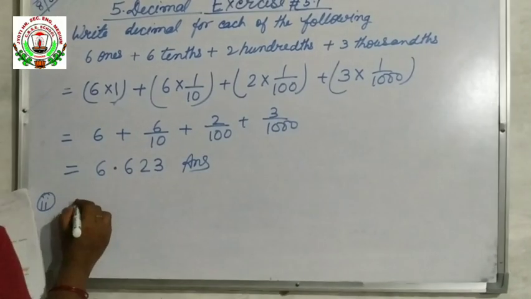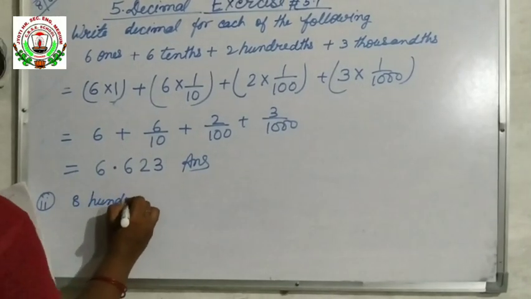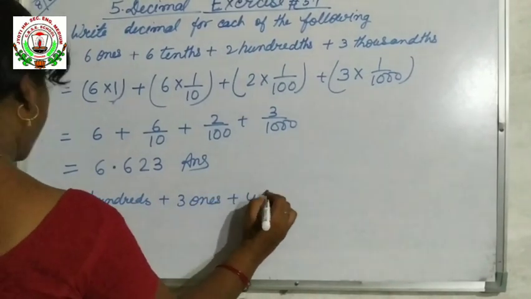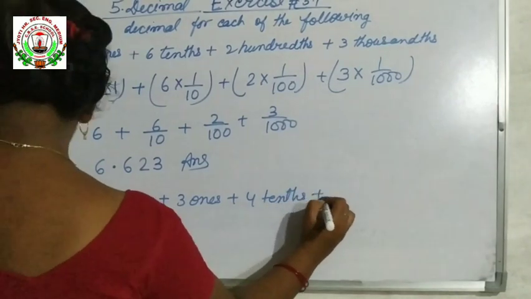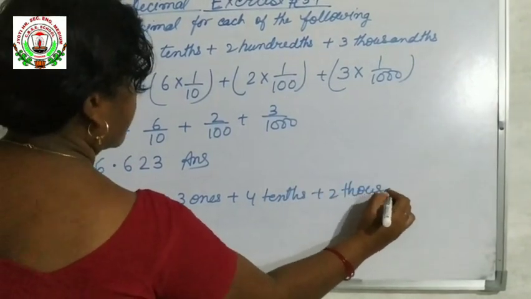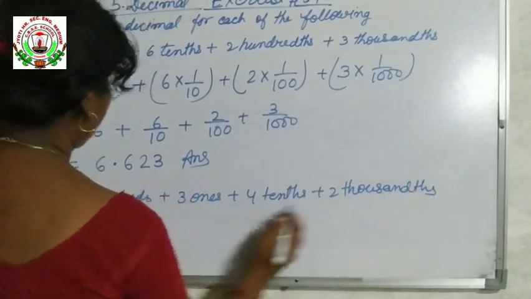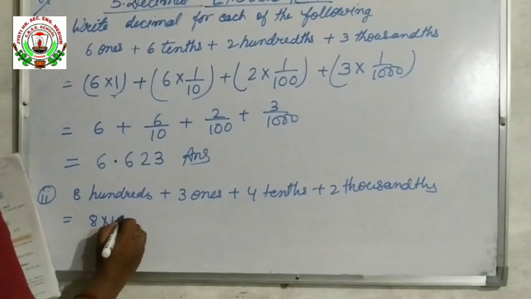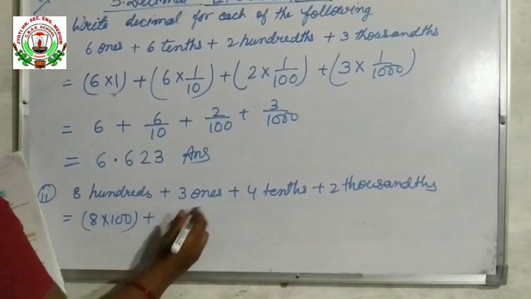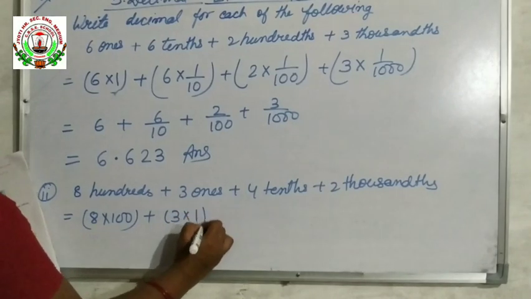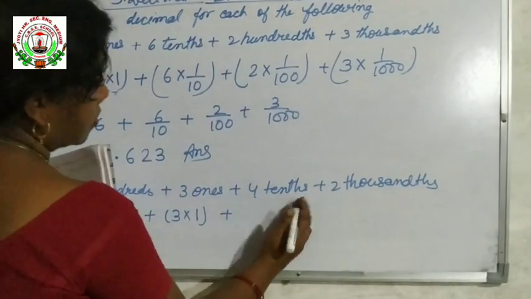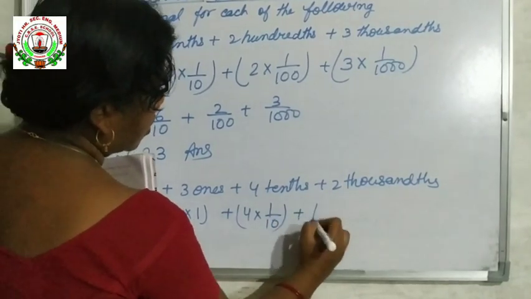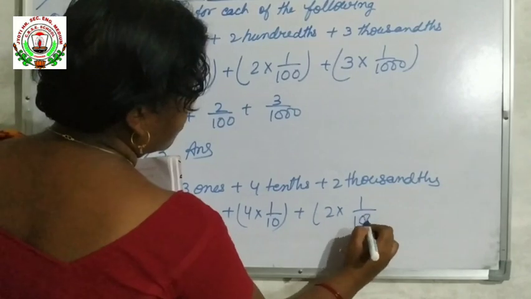That is 8 hundreds plus 3 ones plus 4 tens plus 2 thousands. Okay, here 800, that means 8 into 100. Next is 3 ones, that means 3 into 1, plus 4 tens, 4 into 1 by 10. Then 2 thousands, 2 into 1 by 1000.